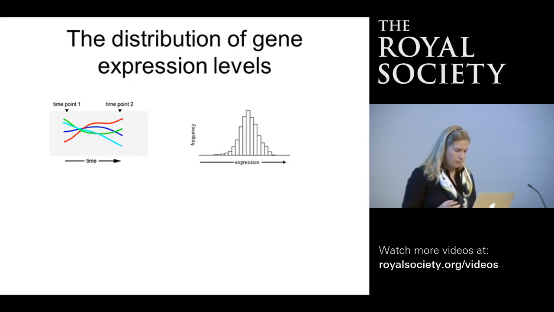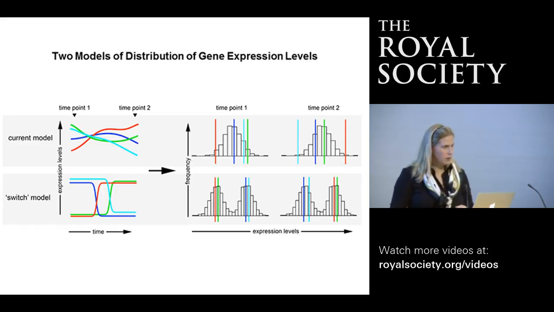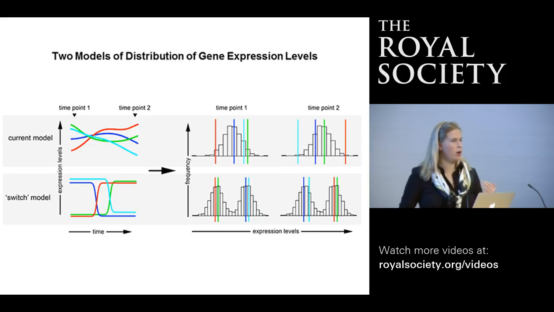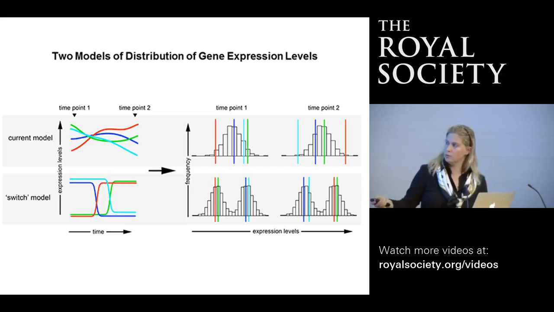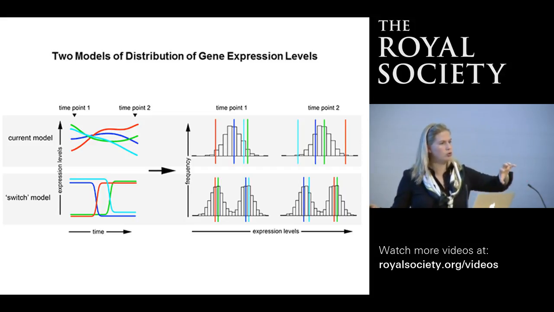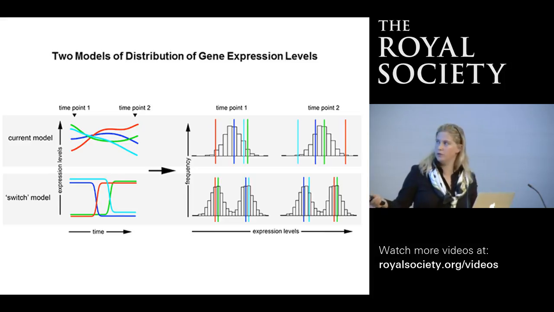And so it makes sense that the other extreme, the other possible kind of distribution that we might see for gene expression levels, is a bimodal distribution. What this means is that you basically have two large groups of genes that are distributed around two different means.